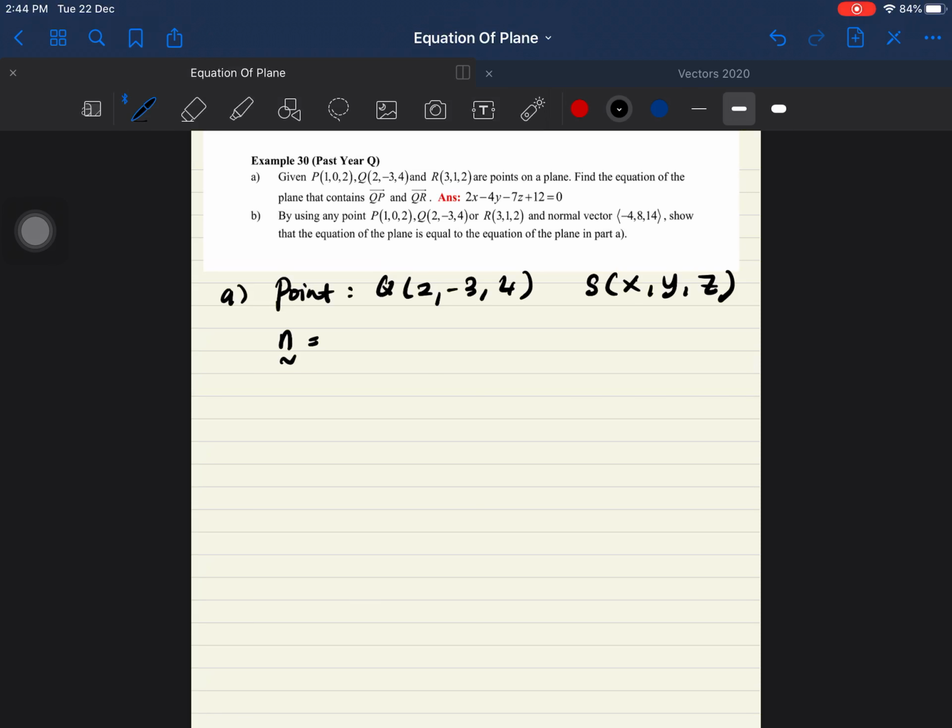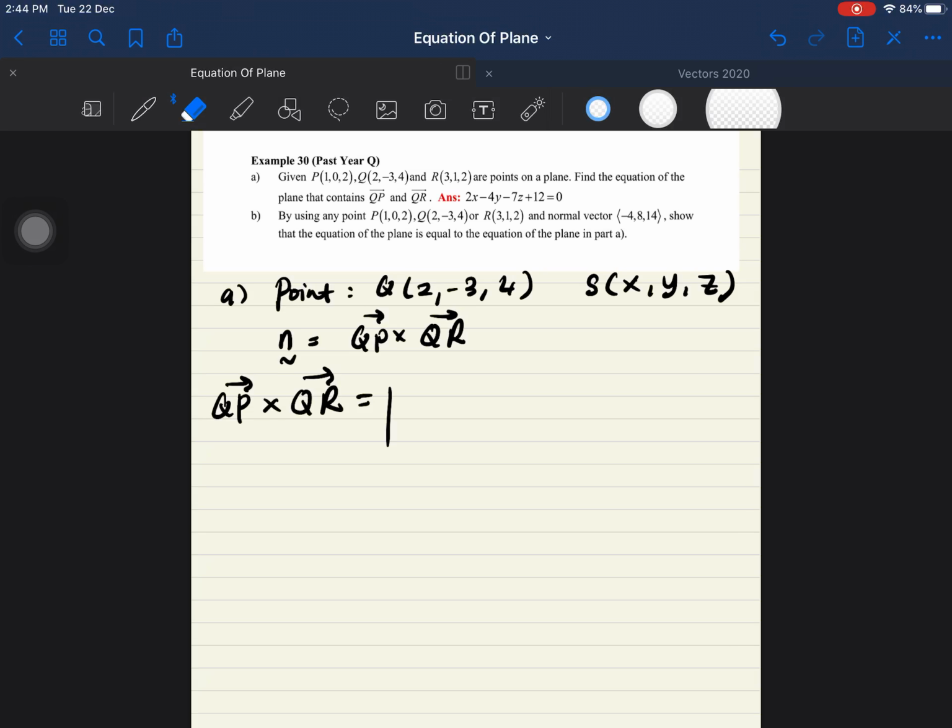Okay, now what is your normal vector? So you have 2 vectors, so the cross product between these 2 vectors will give you a normal vector. So they ask you to find the normal vector using QP cross QR. Okay, so let's do this one first. So QP cross QR is equals to, so what is your QP?